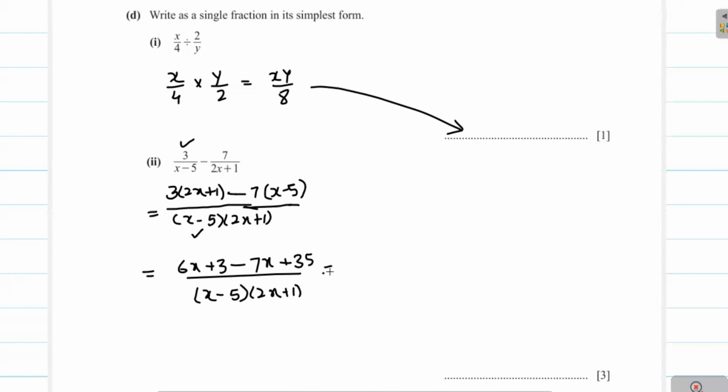And this will be equal to 6x minus 7x, the like terms, therefore it would be minus 1x, and 35 plus 3 will become 38, over (x minus 5) into (2x plus 1), written as it is, and this is the answer.